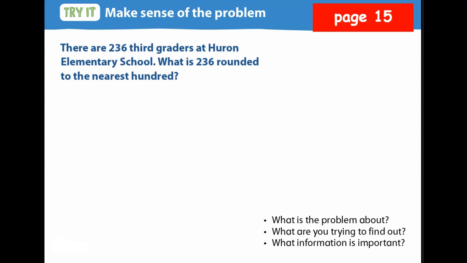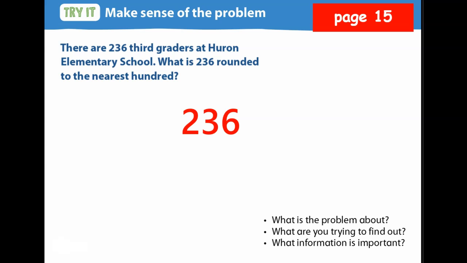The problem says there are 236 graders at Huron Elementary School. What is 236 rounded to the nearest hundreds? Just like the video, right? So I have 236. Okay, so let's see. What number's in the hundreds place?